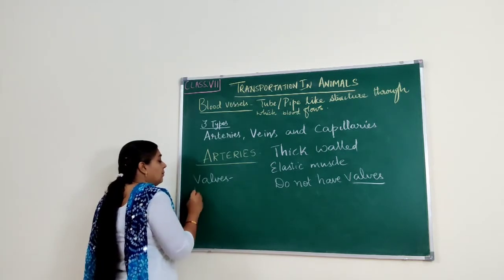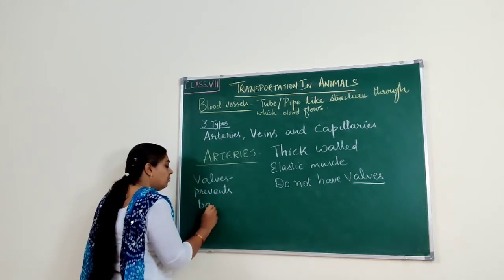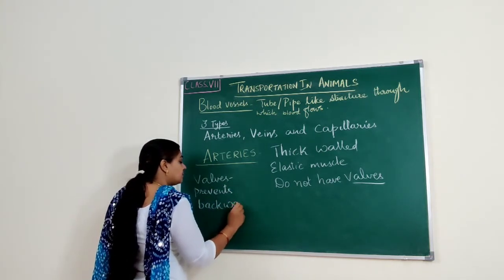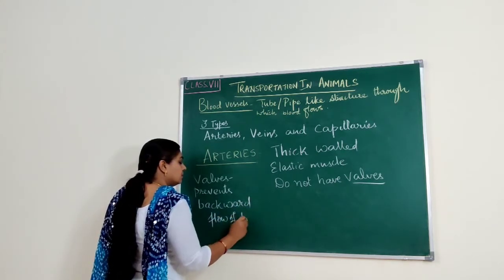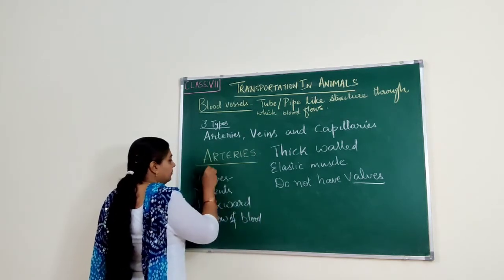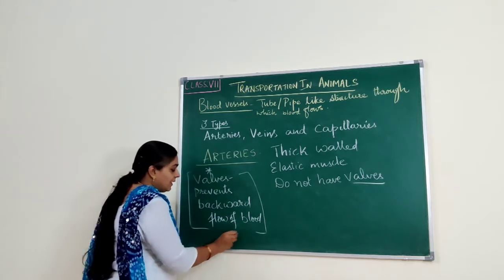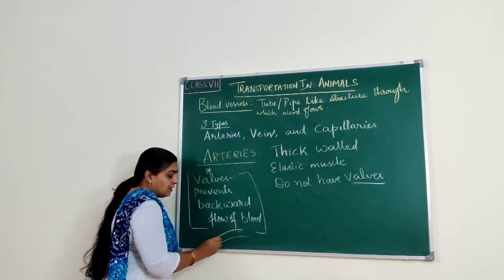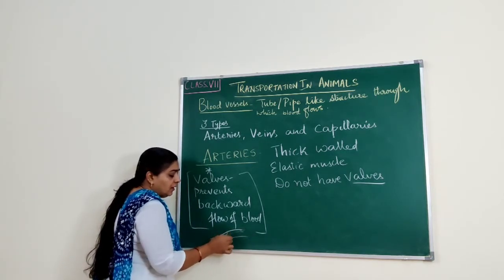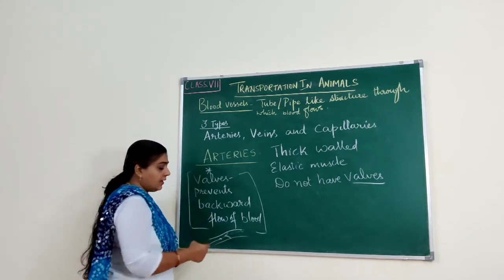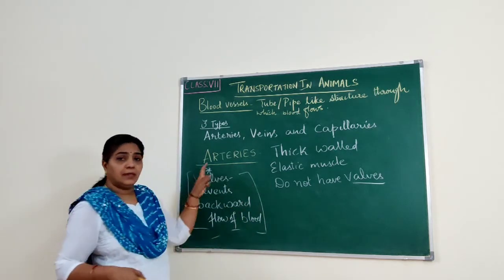Valves actually prevent the backward flow of blood. This you remember. So once blood enters the blood vessel, it should not come back. As the blood goes forward, the valves will close, so it will not allow the blood to come back. But valves are not present in arteries.